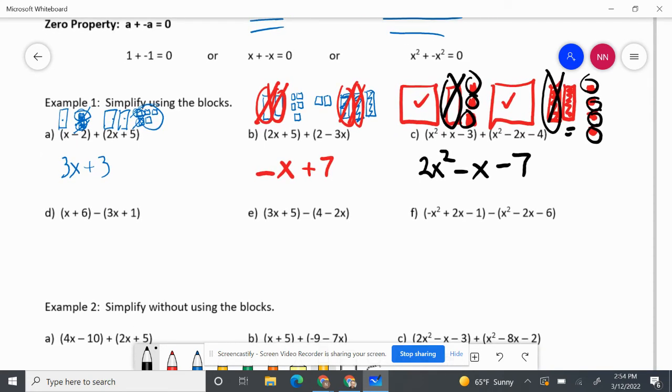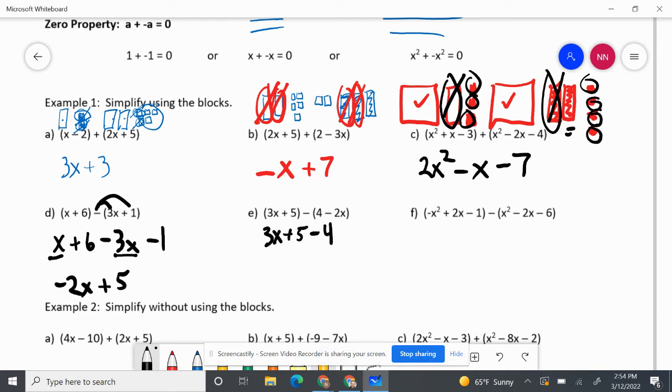Now, when I'm looking at subtraction, what I'm doing is I'm basically distributing the negative to each of the terms. So I have x plus 6 minus 3x minus 1. And x and -3x is -2x. And 6 and -1 is 5. Now we're eventually moving away from the blocks, and we should get pretty good with the adding and the subtracting. So I have 3x plus 5 minus 4, and then plus 2x. So 3x and 2x is 5x. 5 and -4 gives us a positive 1.